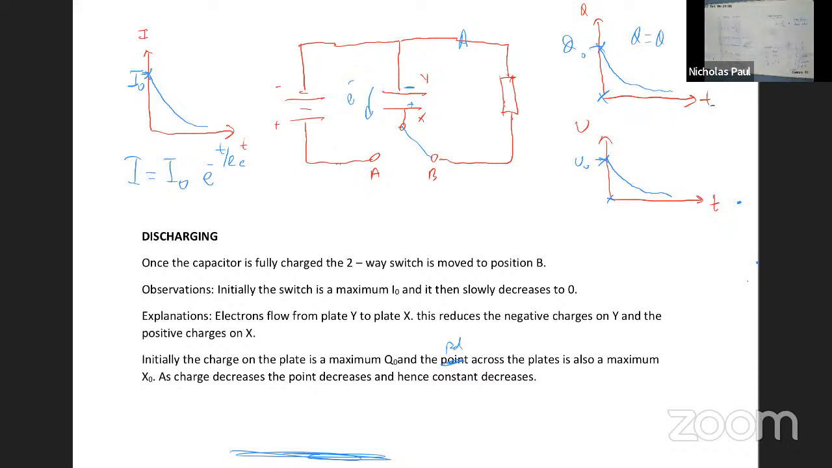Q is equal to Q naught e to the minus t over RC here. V is equal to V naught e to the minus t over RC. Everything you see in there is discharging. All right. Sketch the graphs, write down the formula. Okay, you okay with this?